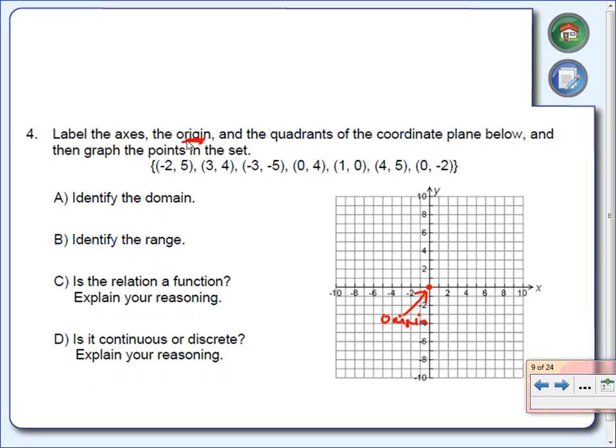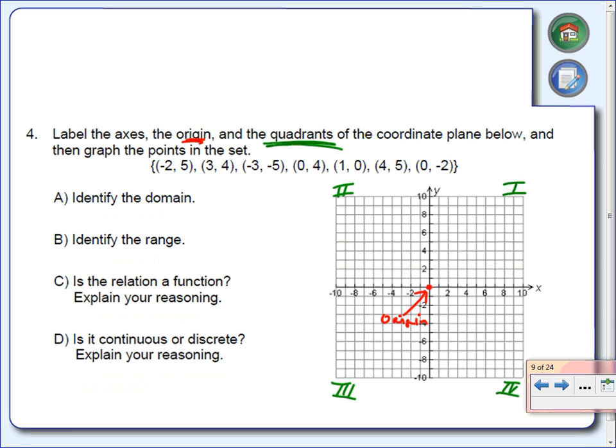Then they want us to label the quadrants. Where's quadrant number 1? Top or bottom? Top right-hand corner. There's quadrant number 1. We talked about this yesterday. Once you have the first one, then you just got to go counterclockwise. So that's quadrant 1. This one is quadrant 2. This one's quadrant 3. And then this one down here is quadrant number 4. So you start in the top right-hand corner, then you just go counterclockwise.